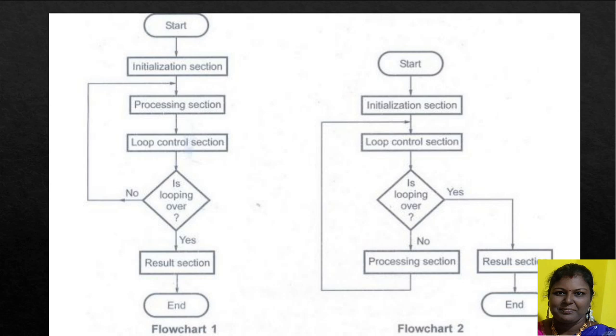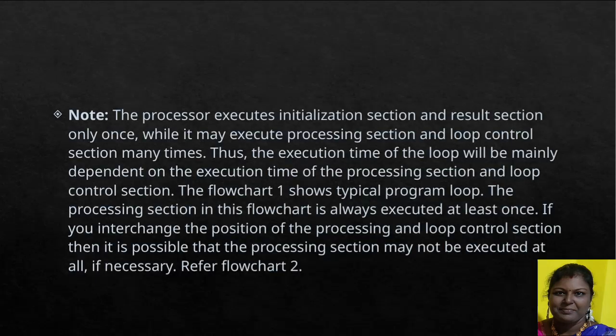Let's break down how a typical program loop runs. The processor handles the initialization and results sections just once, but the processing and loop control sections, those can run many times. So the total time spent in the loop really depends on how long those two sections take. In the first flowchart, the processing section always runs at least once. But if you swap the processing and loop control sections, it's possible the processing might not run at all, if the conditions say so. This subtle change can affect how your program behaves.